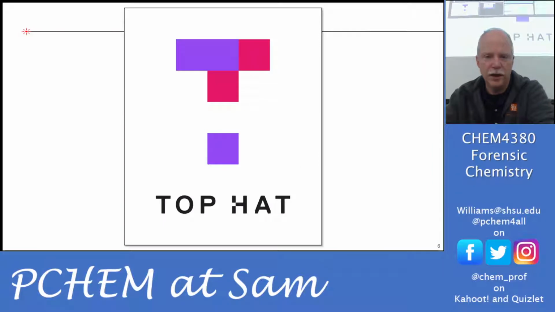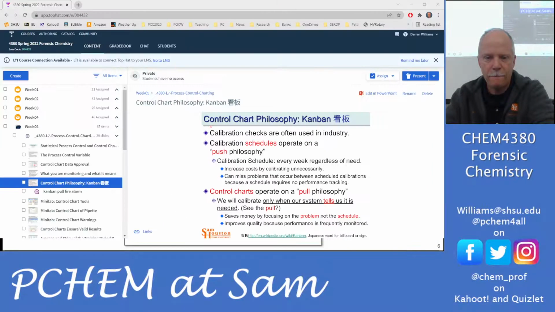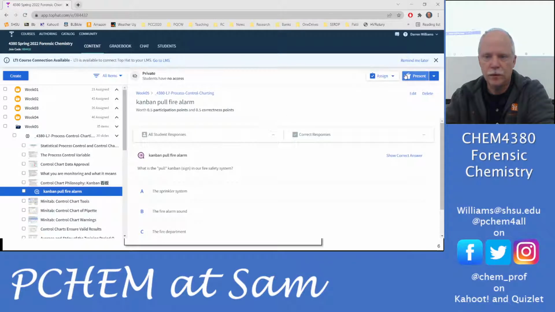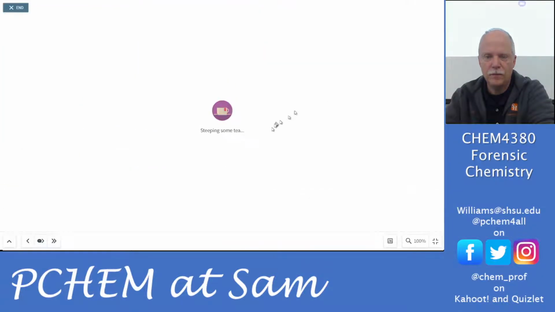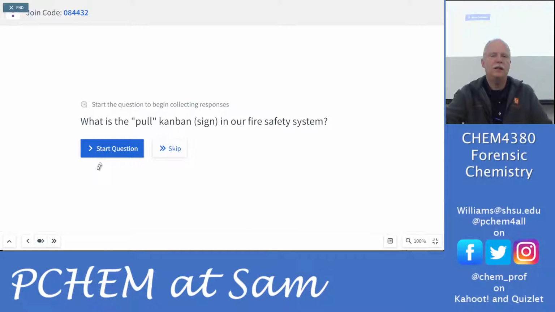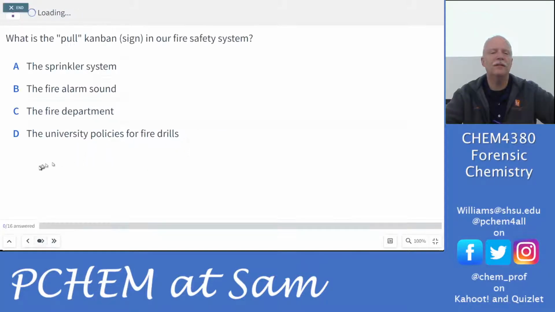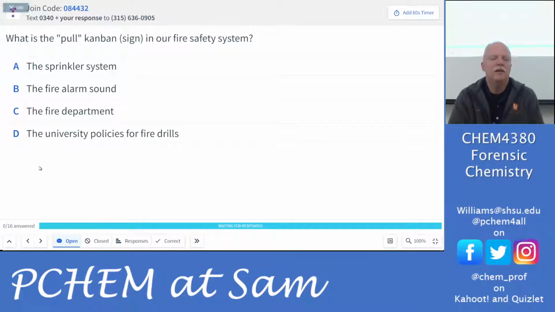So let's look at Top Hat. I just really want to try to get you to internalize this idea of the pull. So what's the pull or Kanban or sign in our fire safety system? These are various parts of our fire safety system here at the university.